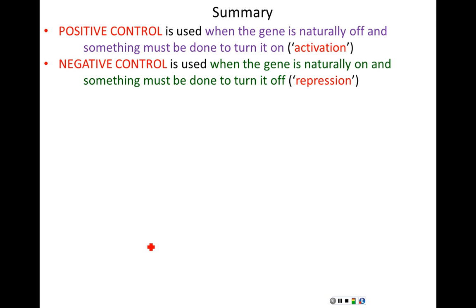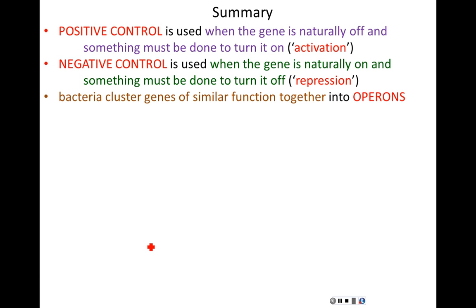We used a car as an analogy. And negative control, where the natural tendency of the gene is to be on and something must be done to turn that gene off. The gene must be repressed through repression, and we used a hot water heater as our example for that. We went on to define operons. We said bacteria cluster their genes of similar function for a similar cellular process together into operons.